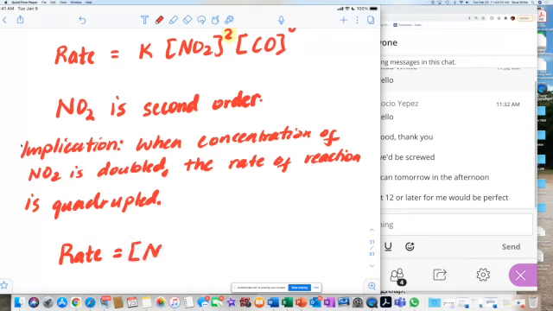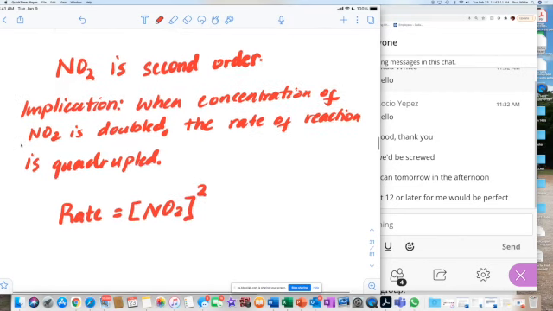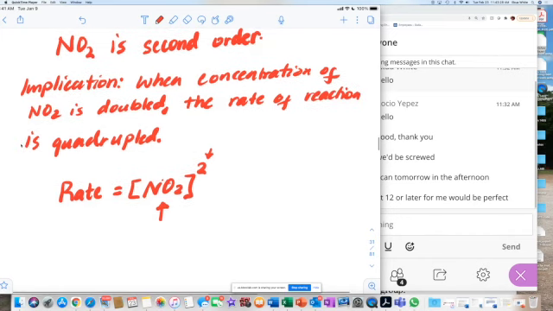So since we said NO2 is second order, that means if you double the number in here, you have to square it, right? That will quadruple the rate. That's what second order means. To know a second order is good, but you also have to know the implication. What does this mean? How does this play out? So let me show you how doubling NO2 will change the rate.